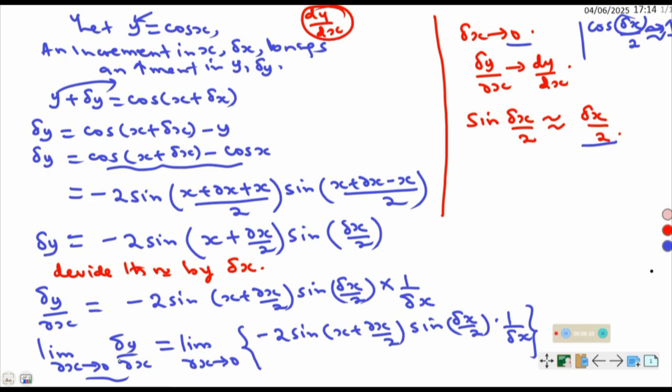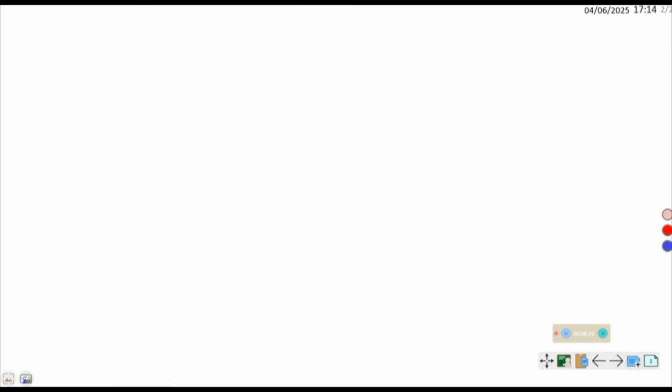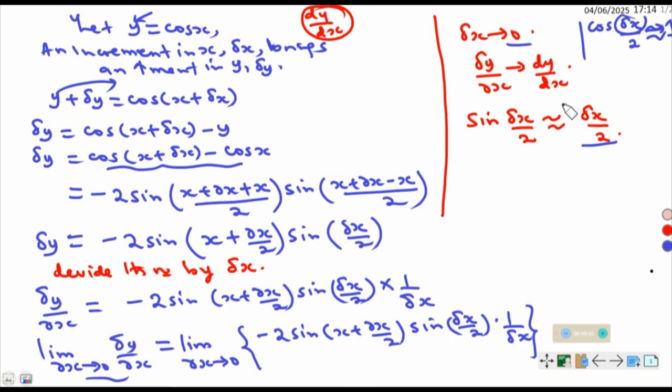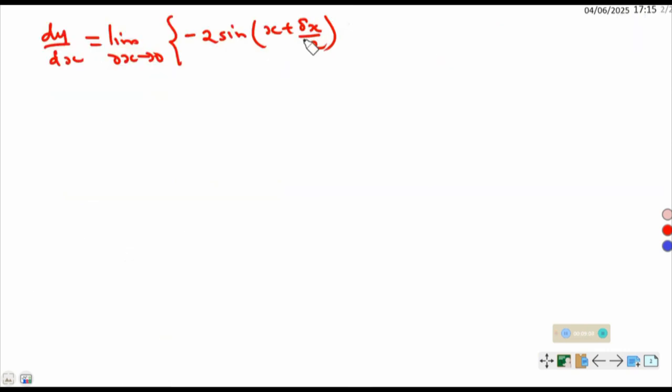Where we are having the limit of delta y over delta x as delta x tends to 0, this will be dy/dx. So we shall have dy/dx equal to the limit as delta x tends to 0 of minus 2 sine of (x plus delta x) upon 2, then sine of a small angle, which is delta x upon 2, the whole of this becoming delta x upon 2. So this is times delta x upon 2, but we are also multiplying by 1 upon delta x.